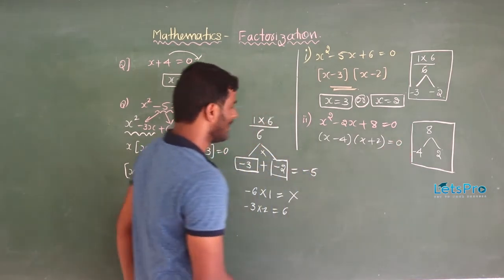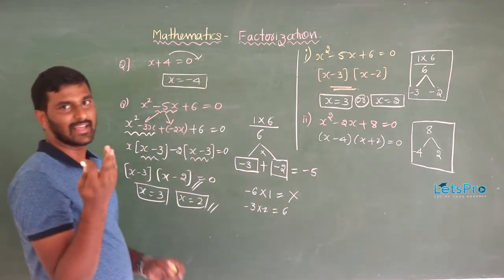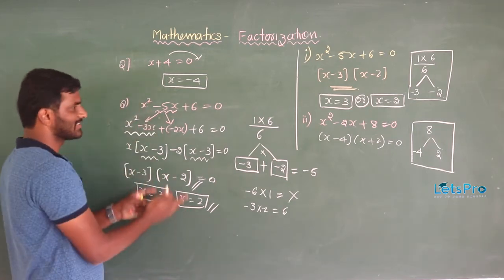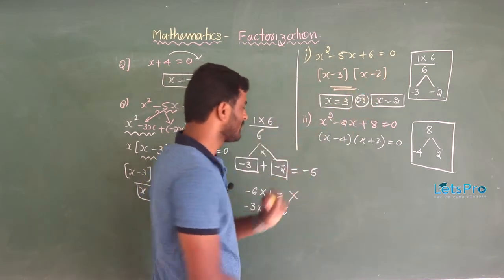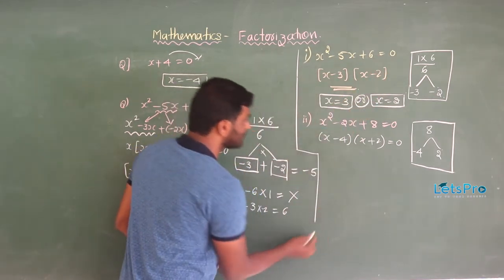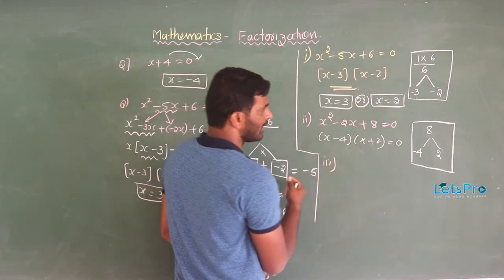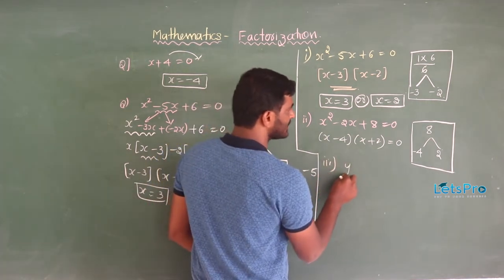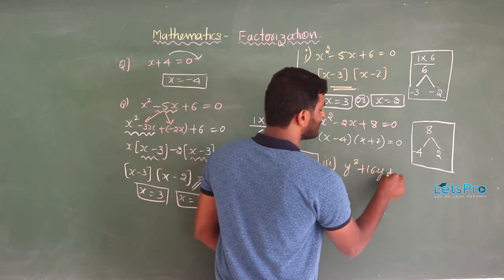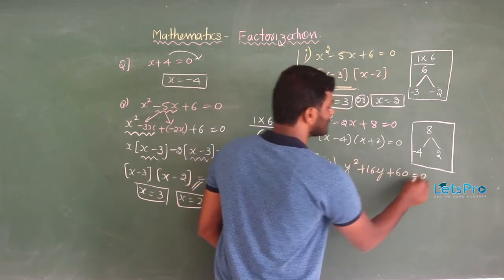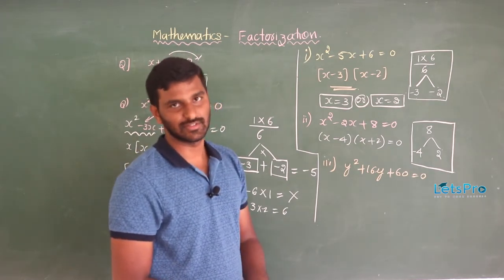Very easy method. Usually in previous years, that means in 8th standard, 9th standard, you are following these steps. When you are doing the CET questions, we have to follow this one. So let us take one more question here. Question number 3: y square plus 16y plus 60, that is equal to 0. Just pause the video and solve yourself.